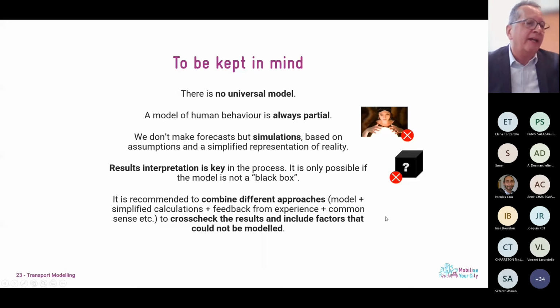So maybe we cannot offer different models, but maybe we can complement the model with simplified calculations, feedback from experience, common sense, which is in any situation very, very useful, even if common sense might be wrong. But still, we need to be confident also in what we understand. Mobility is something that is quite easy to apprehend because it's part of our daily life. So all these ways to cross-check the results and include factors that could not be modeled.